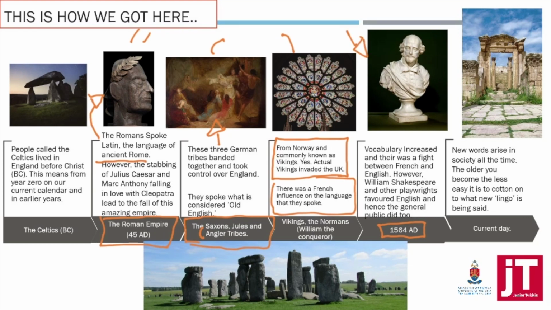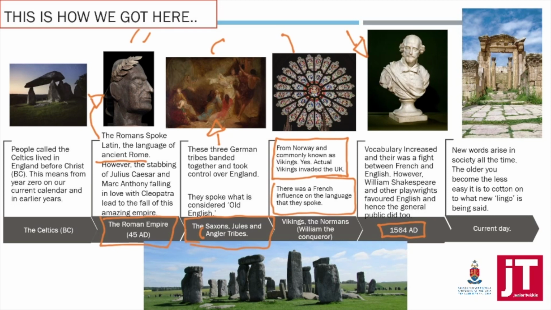And there was a fight between the French and the English. However, William Shakespeare and other playwrights, they wrote in English. And because of that, the general population spoke in English too. And that's how English came to be. So we could have all been speaking French right now, which would have been, well, I'd be unemployed, but I mean, there are benefits to speaking French. You know, it's a beautiful language.